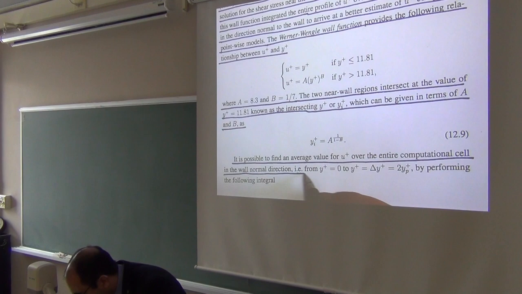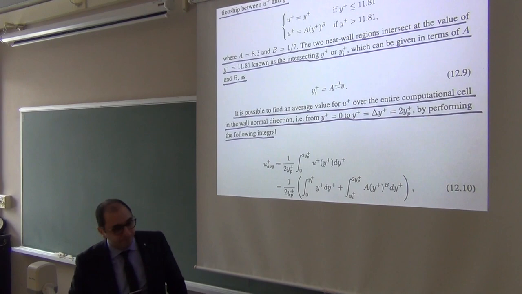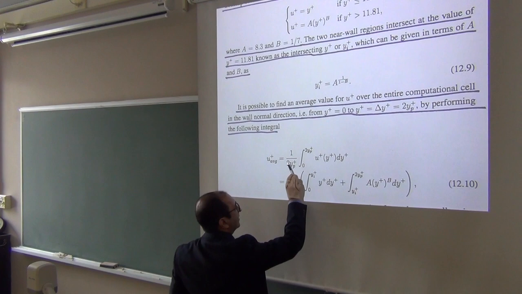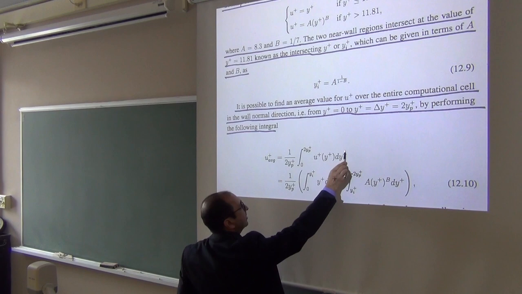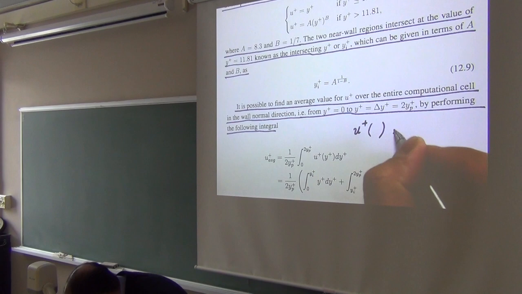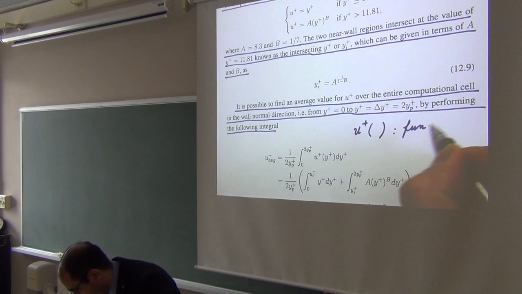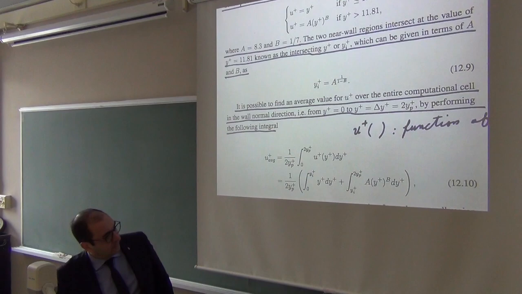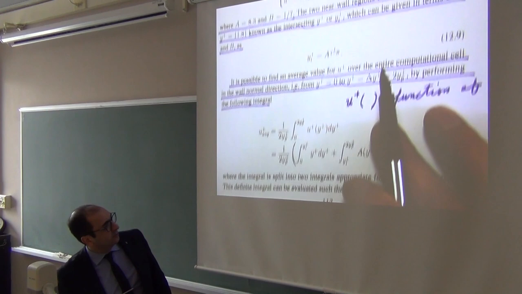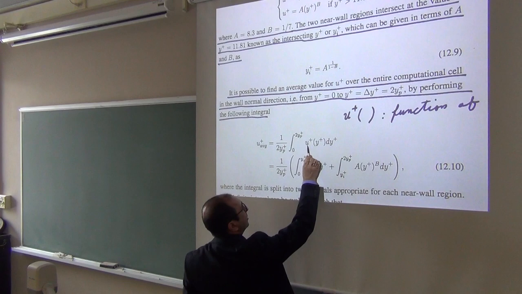So to do that, you take this integral. You basically integrate u plus from the bottom of that cell to the top of that cell, and you divide by the height of that cell. This is the very definition of taking an average, right, in the continuous domain. Remember, when I say u plus, I mean u plus as a function of y plus, because u plus always has a functional form. It could be linear or power law. So when I say integrate u plus, I'm saying integrate that function. This bracket is just the function of. It's not that I'm multiplying u plus by y plus. I'm just saying u plus is a function of y plus. Clear to everyone?